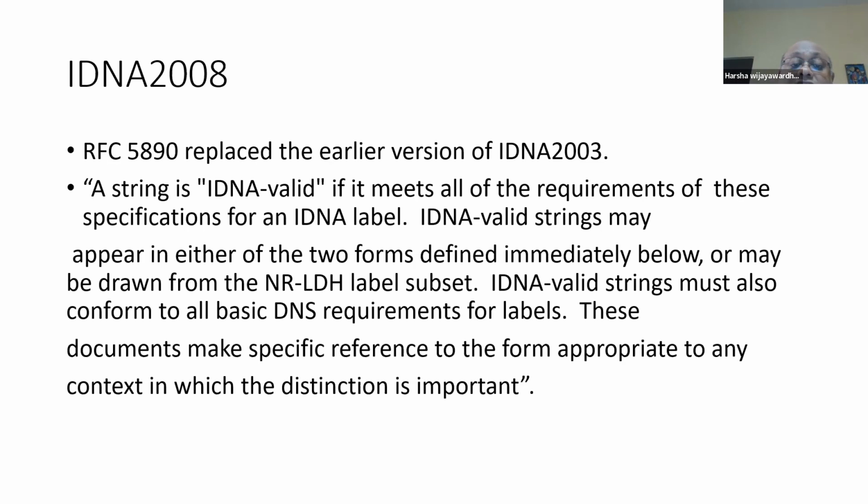A string is IDNA valid if it meets all the requirements of these specifications for an IDNA label. IDNA valid strings may appear in either of the two forms defined immediately below, or may be drawn from the NR-LDH label subset. An IDNA valid string must also conform to all basic DNS requirements for a label. These documents make specific reference to the form appropriate, and this is taken from RFC 5890, to any context in which the distinction is important.